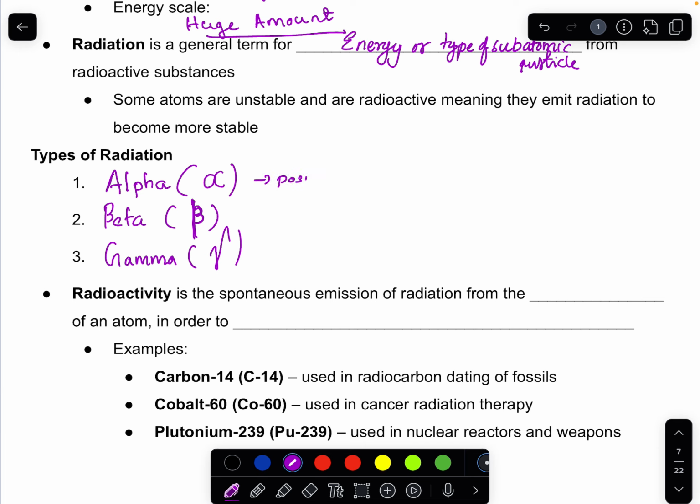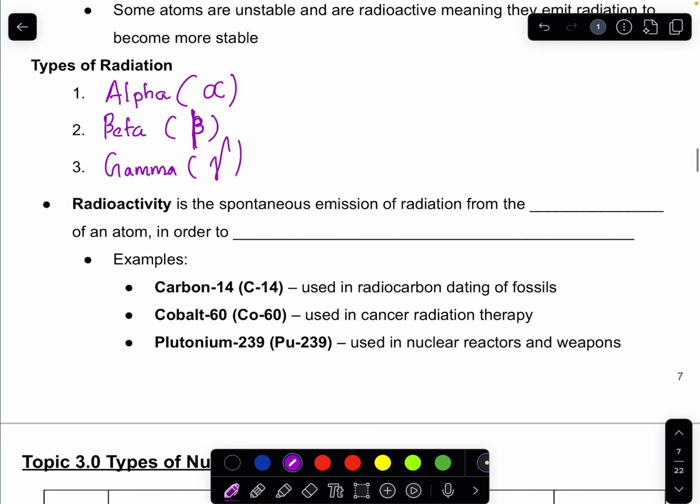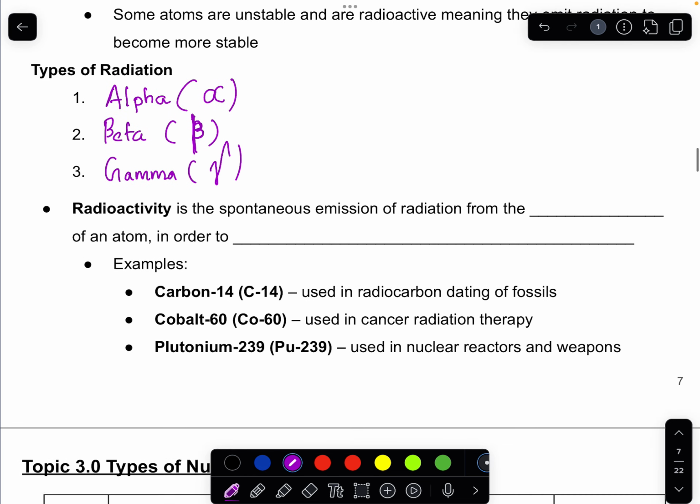Alpha radiation will be a positive radiation. We will talk about that later. There is a table for that. So what is radioactivity? Radioactivity is a spontaneous emission of energy from where? From the nucleus of an atom.